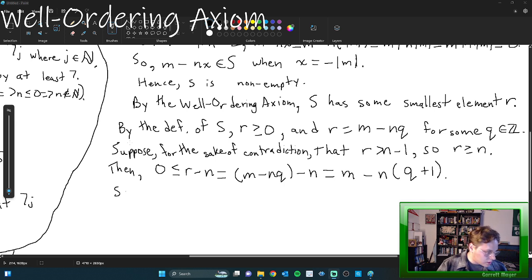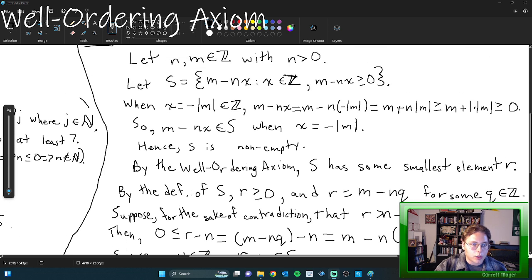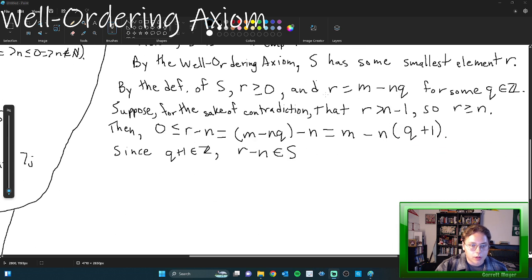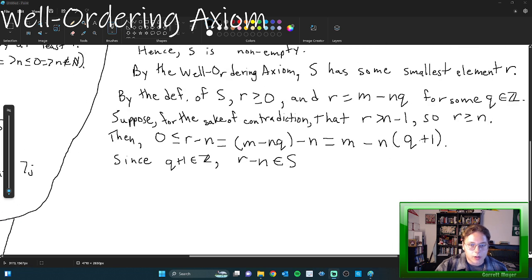Now, since q plus 1 is an integer, this means that r minus n is actually in the set S. So q plus 1 is an integer, and m minus n times q plus 1 is greater than or equal to 0. So m minus n times q plus 1 is in the set S. And since that's equal to r minus n, r minus n is in the set S. That's what we've shown there.